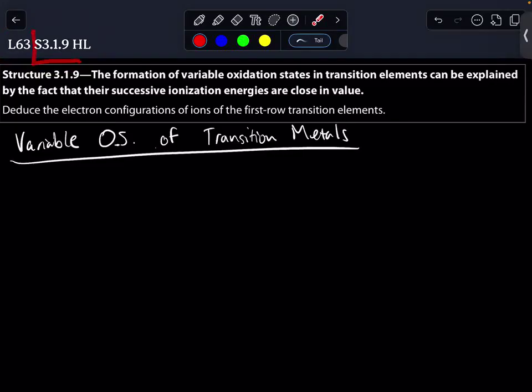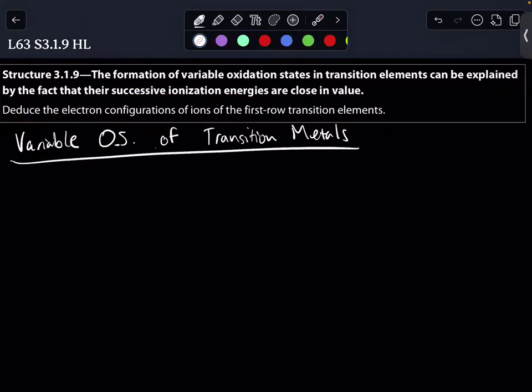Today we're doing structure 3.1.9, which is an HL topic. We're going to talk about the formation of variable oxidation states in transition elements. We're going to explain that by their successive ionization energies and how those are close in value. Furthermore, we'll deduce the electron configurations of ions in the first row of transition elements, which is something we've already done. So we're going to do just a little bit of practice on that.